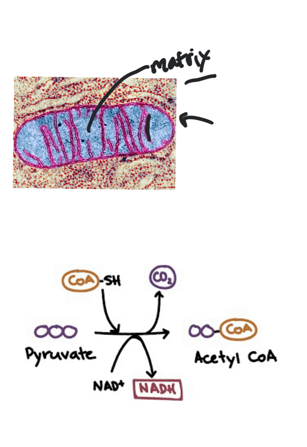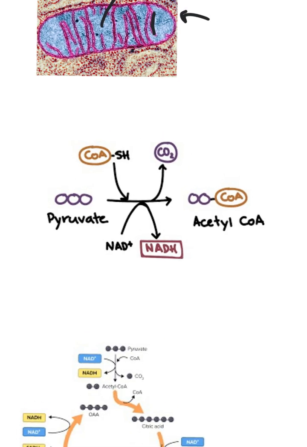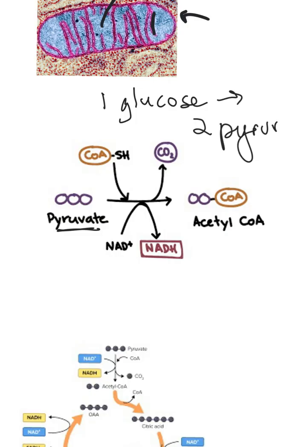Now, before we get into the actual cycle, we do have to talk about this kind of intermediate step. If you remember from glycolysis, we ended up with pyruvate. One glucose molecule is going to create two pyruvates. So we have a pyruvate here. It's a 3-carbon molecule. When it enters into the space of the mitochondria, there's a little intermediate step that occurs.